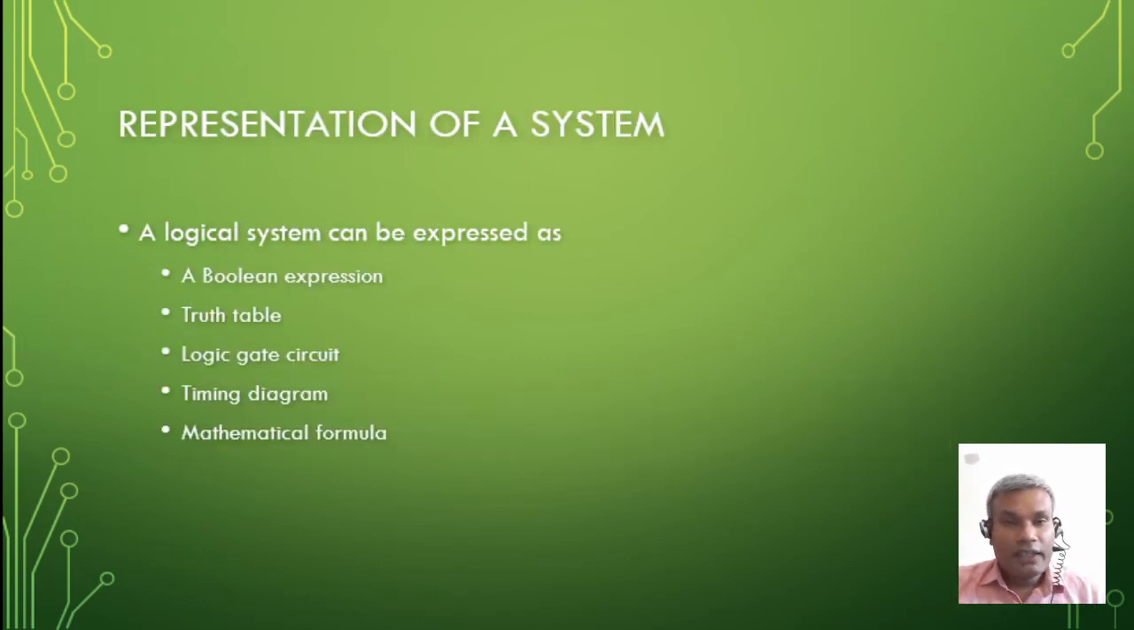Now, when you have a circuit or system that has multiple logical components, it can be represented in different ways. You can represent a logical circuit using a Boolean expression, or you can use a truth table. We will discuss the truth table later on. Or you can have an equivalent logical circuit. Sometimes you can have timing diagrams or even a mathematical model.